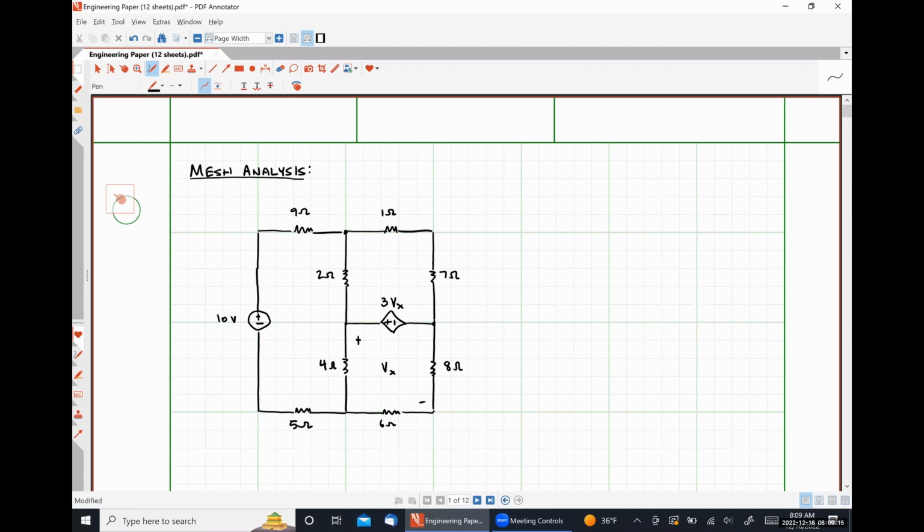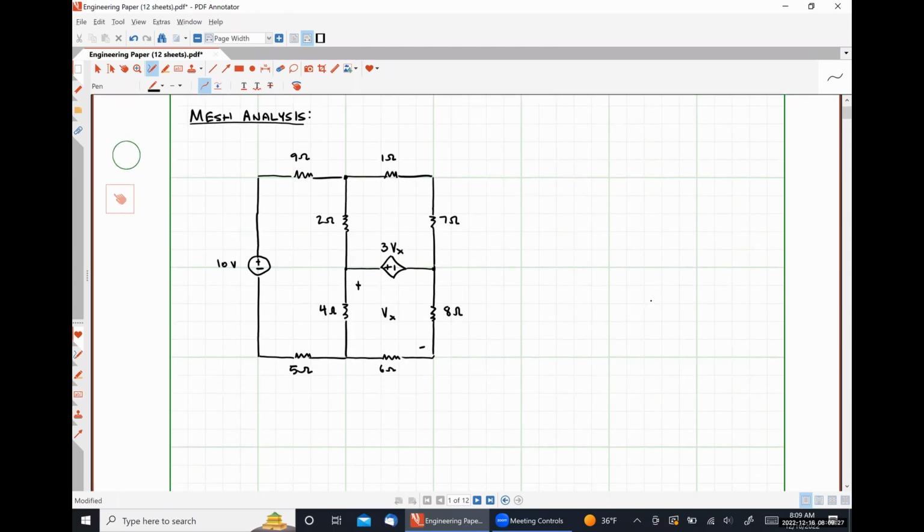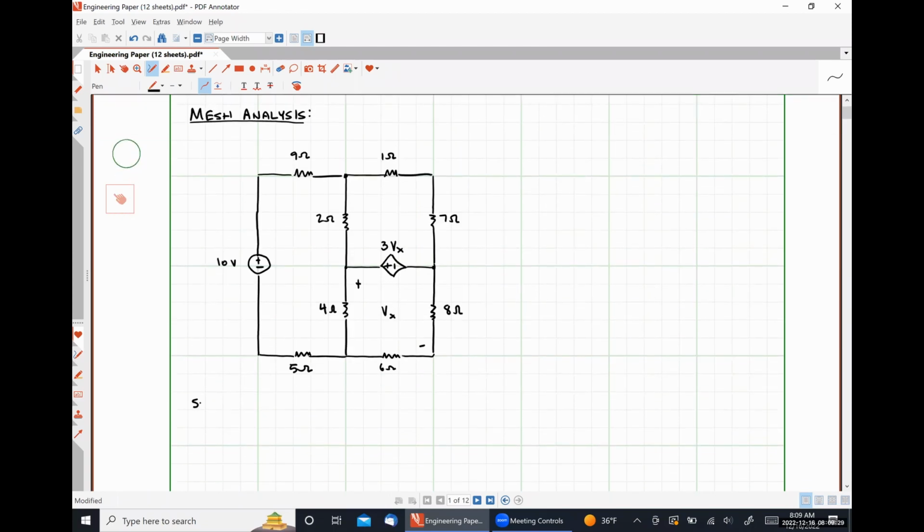All right. So much like we did with nodal analysis, we are going to develop an algorithmic approach or a series of steps that we should carry out in order to solve a circuit like this. Okay. So our first step is going to be to identify our meshes.